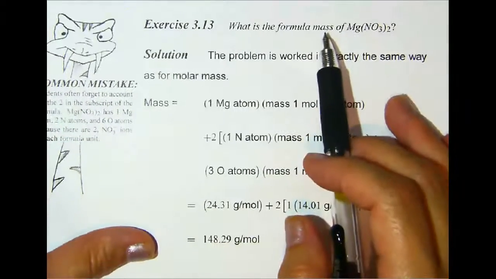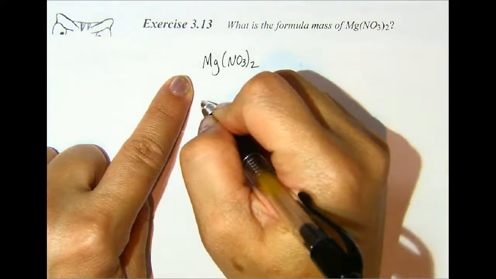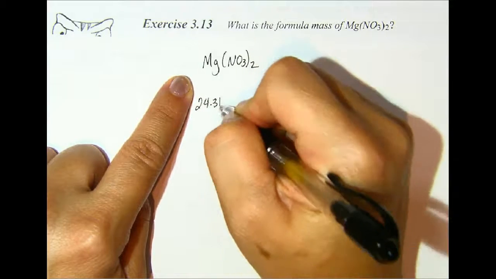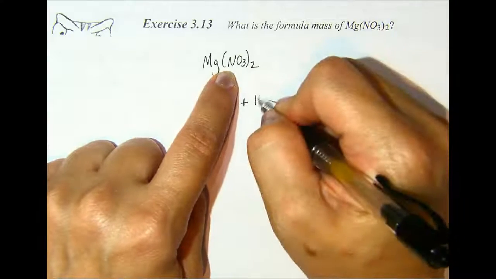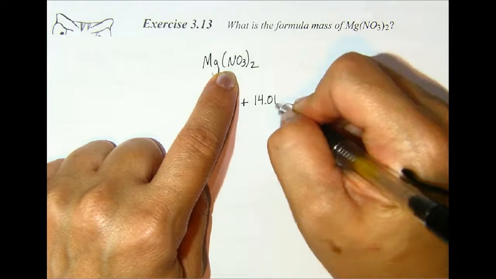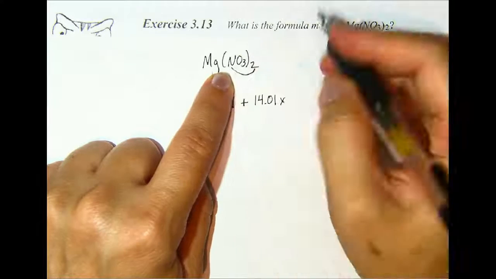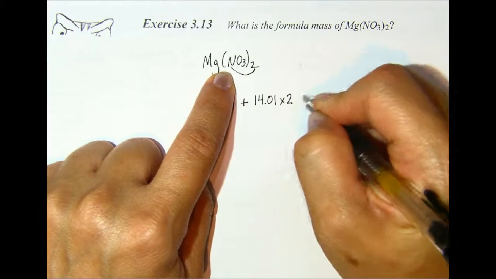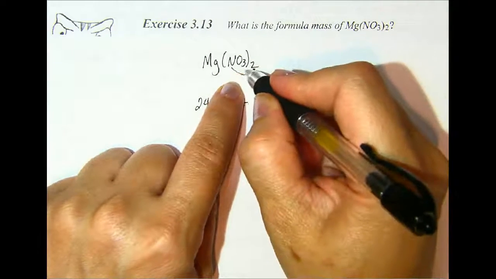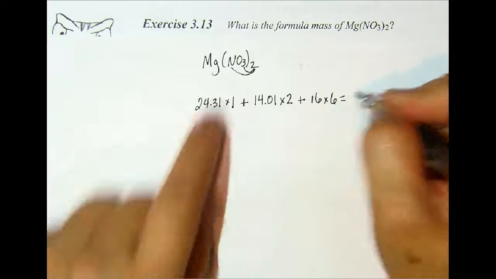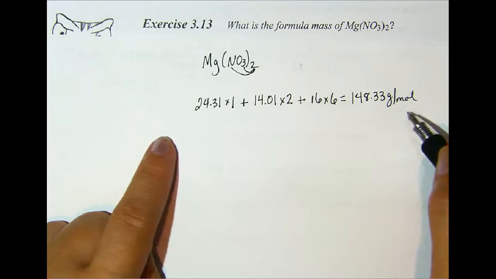So, exercise 3.13, what is the formula mass of magnesium nitrate? We have 1 magnesium, which has a mass of 24.31 on the periodic table, so times 1 to be technical, plus we have nitrogen, which has a mass of 14.01, times this 2 distributes only into the parentheses, and so we have times 2 nitrogens, plus oxygen has a mass of 16, times 2 times 3 is 6 oxygens. And so when we do this math, we get 148.33 grams per mole.